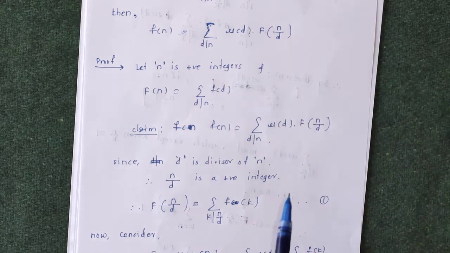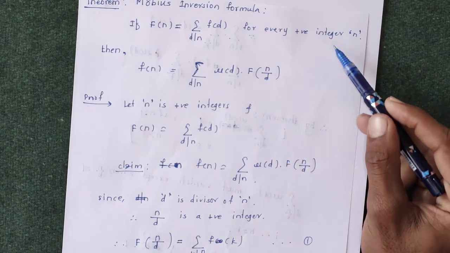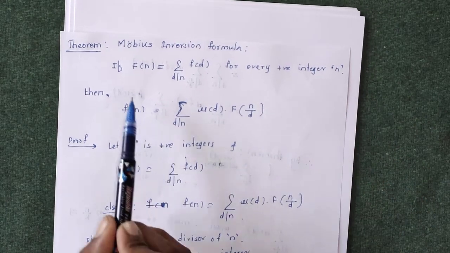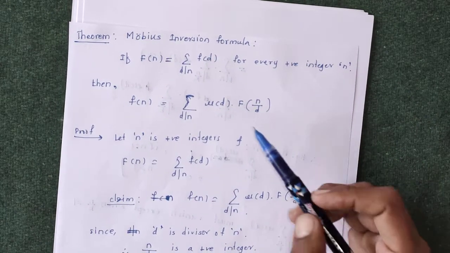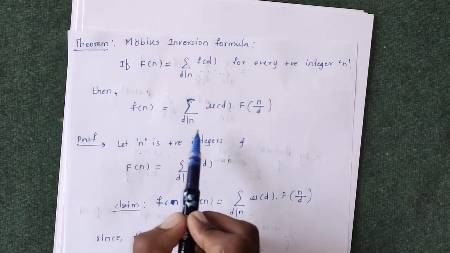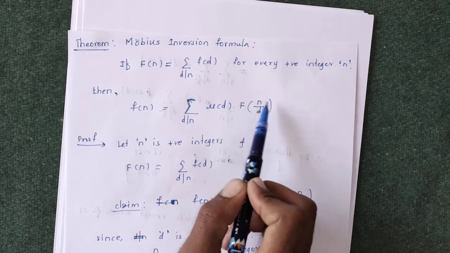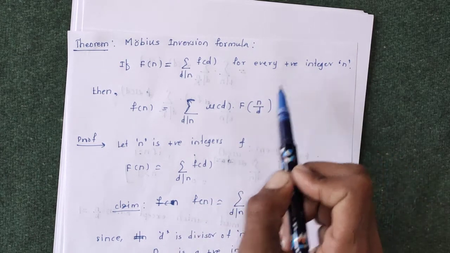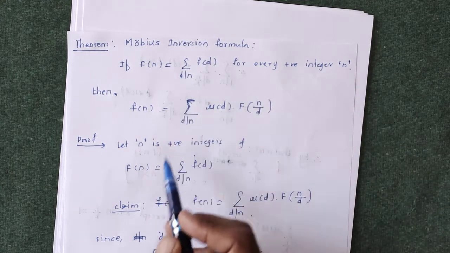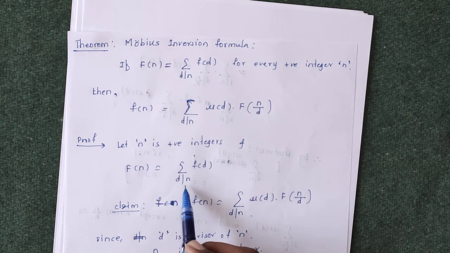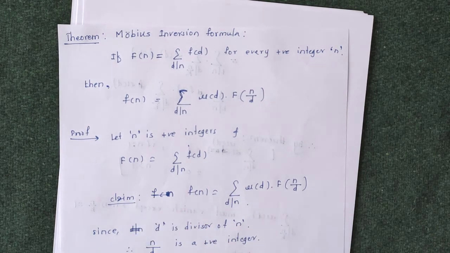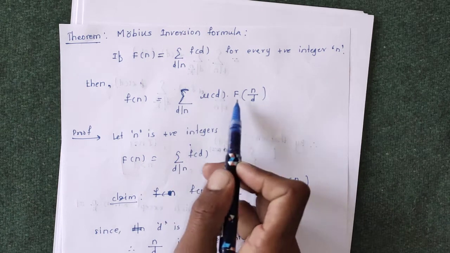Here given that n is a positive integer, then we have to prove that capital F of n is defined as summation of f of d where d divides n, then small f of n is equal to summation of mu of d f of n by d. Here n is a positive integer and d is a divisor of n. Given things are n is a positive integer and capital F of n is defined as summation of d divides n small f of d. Now our claim is small f of n is equal to this.